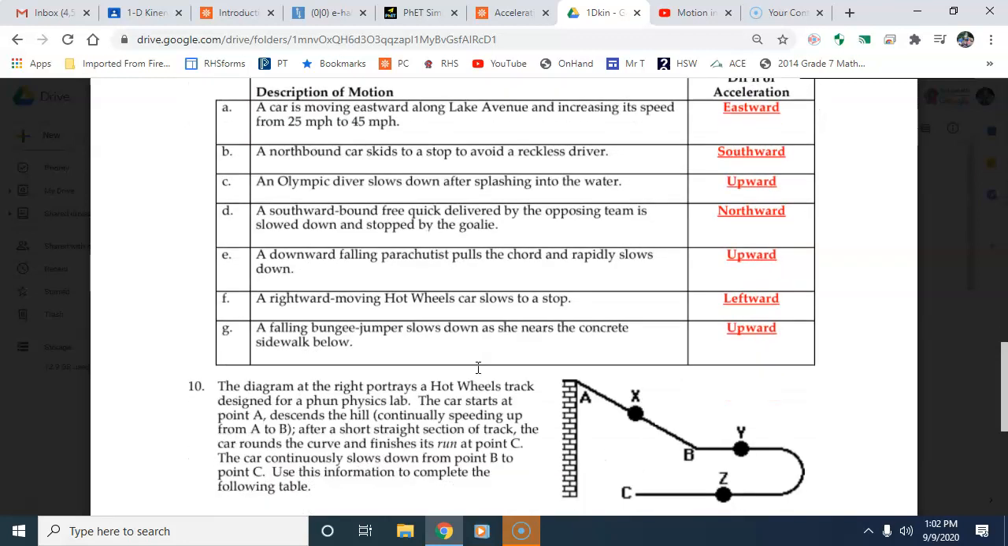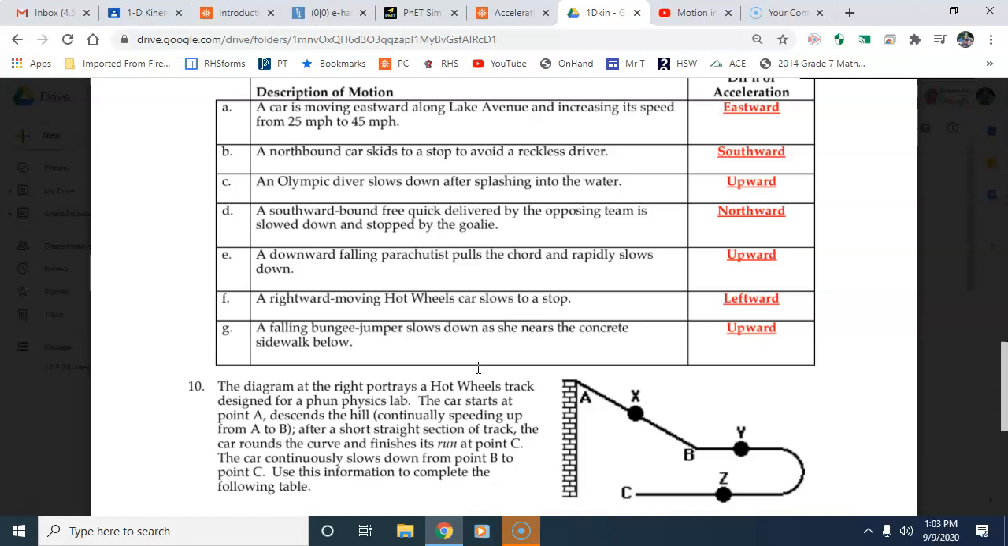Letter D, a southbound, that's a typo, by the way. That should be free kick delivered by the opposing team. It's slowed down and stopped by the goalie. So if it's going south and slowing down, then the acceleration's got to be north. And just to speed it up a little bit, because I want to show that video at the end, for the same reason, these ones are all the opposite, because all these ones are slowing down.